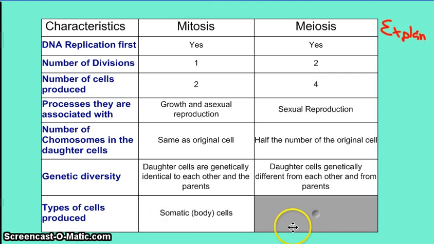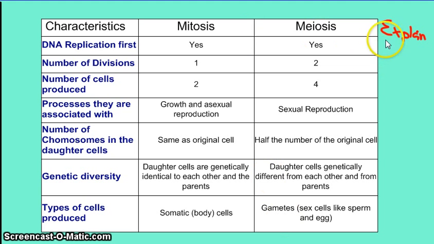And then types of cells produced. We call the cells that are produced by mitosis somatic cells, or cells of the body. And we call the cells that are produced by meiosis gametes, or sex cells, like sperm and egg. That concludes our comparison of the processes of mitosis and meiosis.